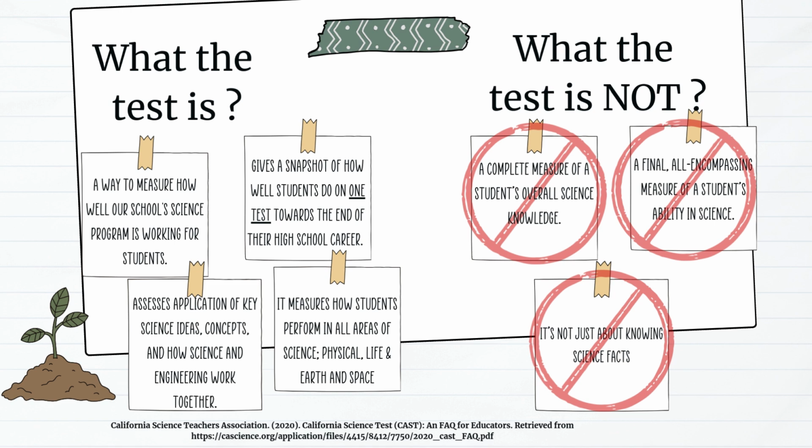Instead, it gives just a snapshot of how well a student does in one test towards the end of their high school career. It is not just about knowing a whole bunch of scientific facts. Instead, it assesses application of key science ideas, concepts, and how science and engineering work together. A lot of it is about the application of science. And it also is a cumulative test. It measures how students perform in all areas of science: life science, physical science, and earth and space science.